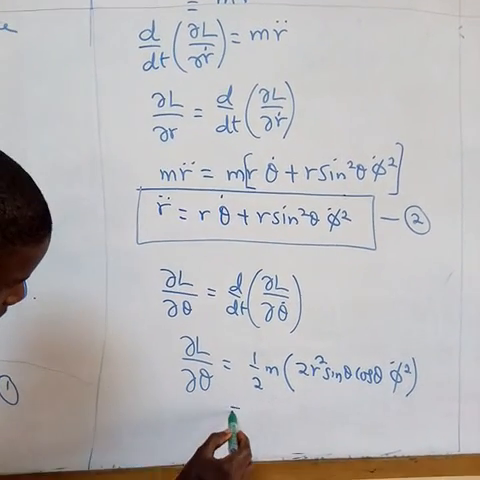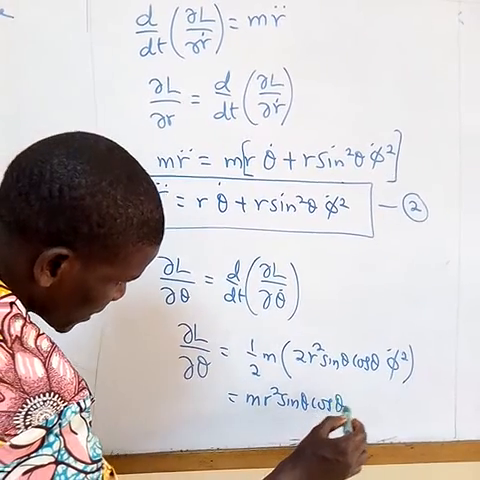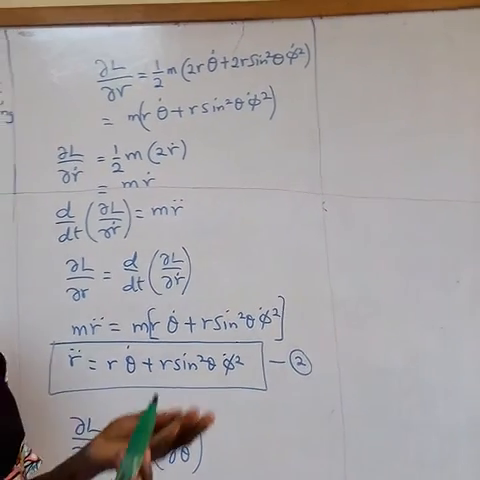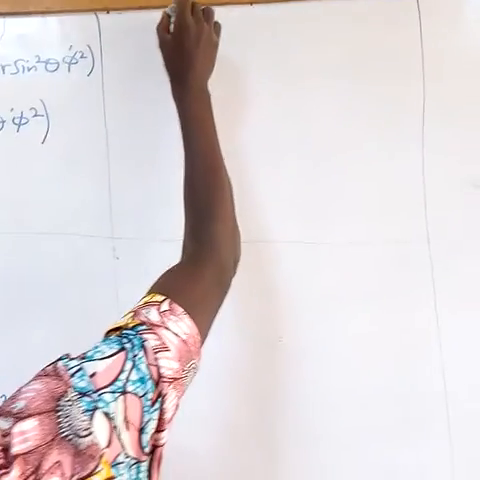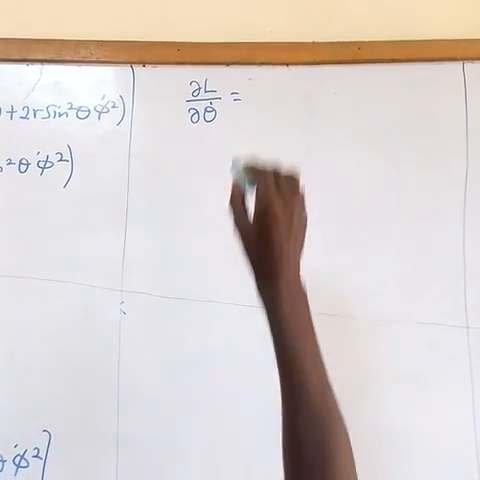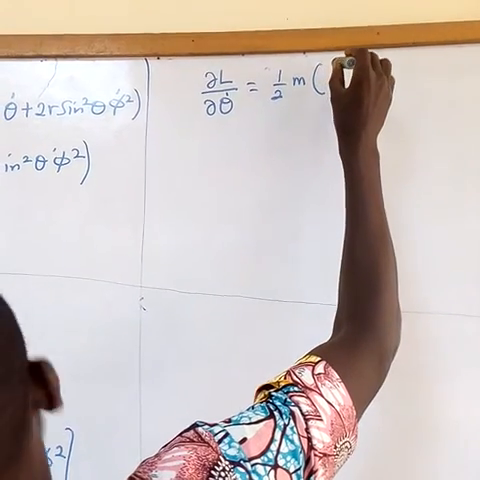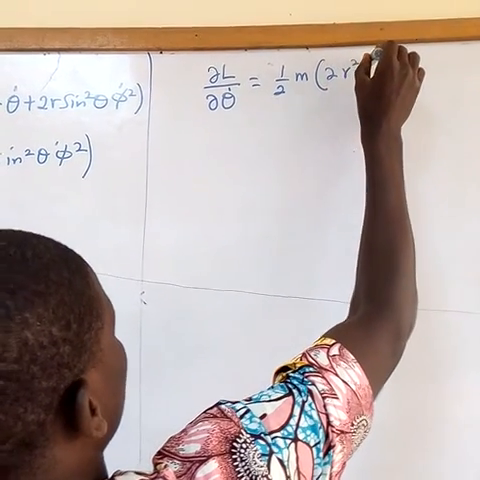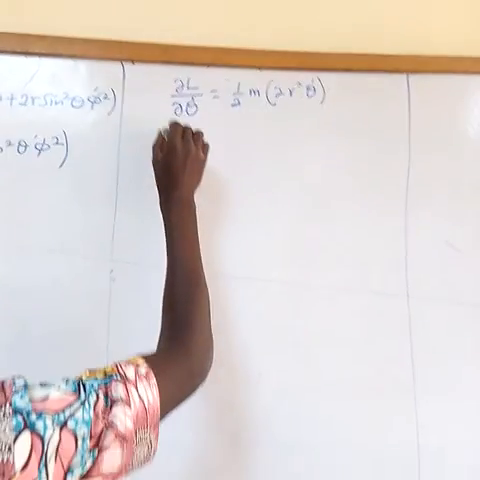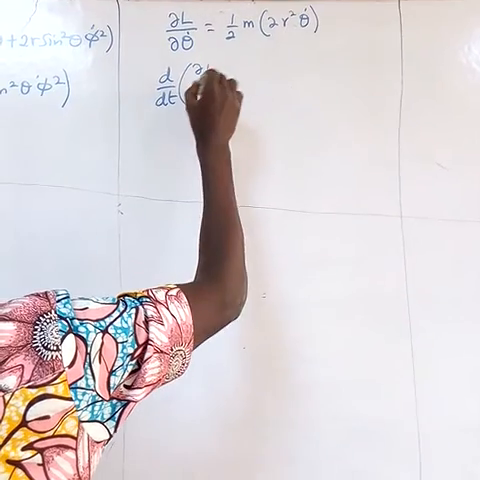So automatically this one will give us mr squared sine theta cos theta phi dot squared. The next thing is for us to solve for the theta dot. So we are going to have partial L by partial theta dot, which is 1 over 2m into bracket 2r squared theta dot. So what is the thing of this particular expression, partial L by theta dot?